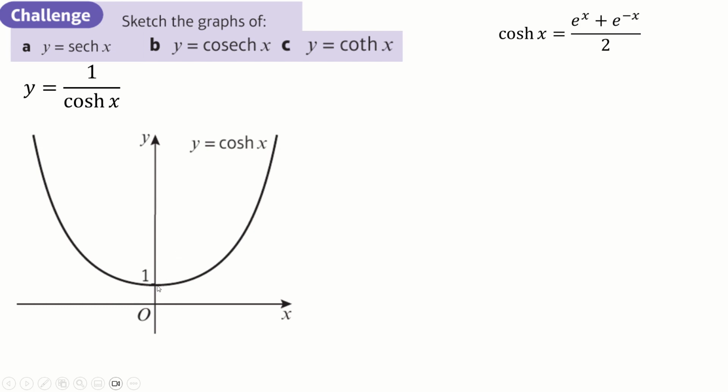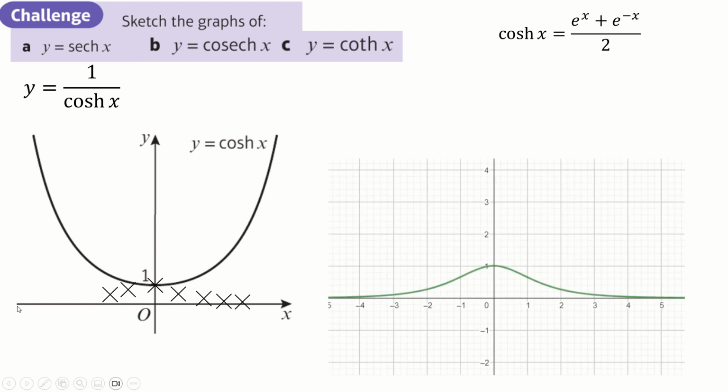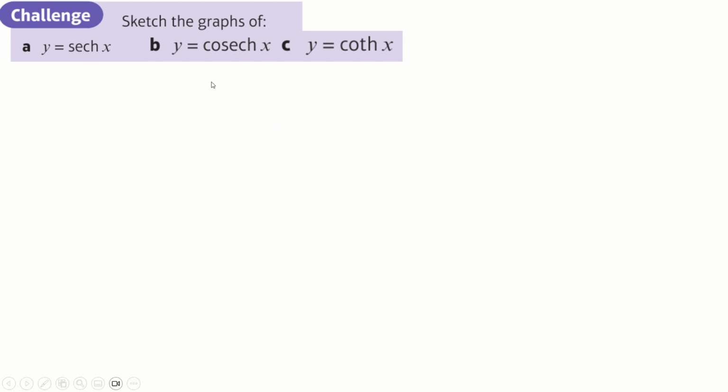And then 1 over that, well, just do it bit by bit. 1 over 1 is 1. 1 over something bigger than 1 is less than 1. 1 over something bigger still is less still, and then less and less and less. 1 over a really, really big number is basically 0. It's going to pan down to 0 here. And then likewise, same thing on the other side, and you end up with a graph that looks a bit like this. Next one is cosech, which is, of course, 1 over sinh.